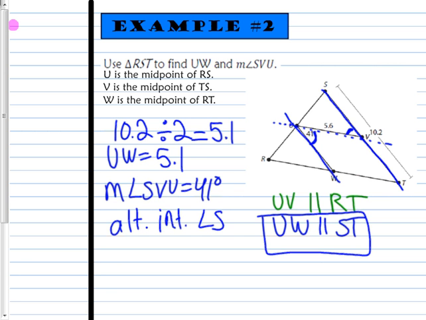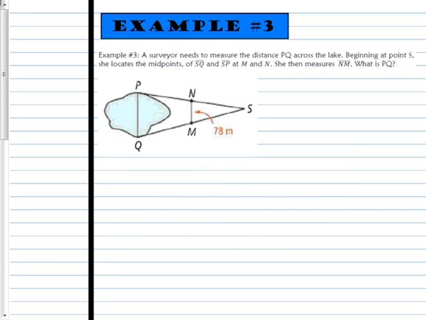And we haven't really done a lot with parallel lines inside of triangles, but with midsegment, since we have parallel lines, we will be. Let's try another problem. Example 3. A surveyor needs to measure the distance PQ across the lake. Beginning at point S, she locates the midpoints of SQ and SP at M and N.